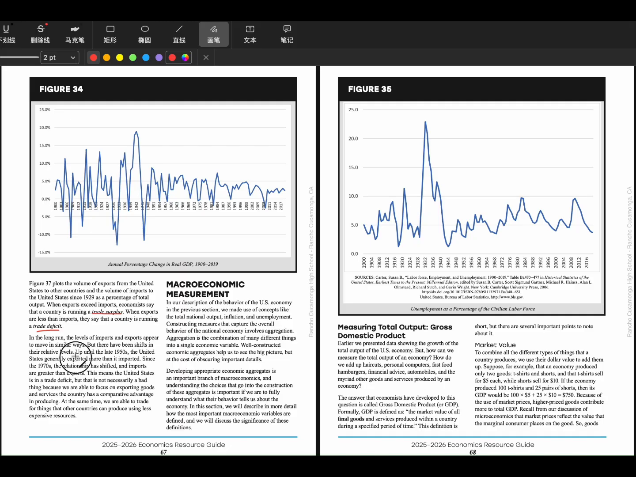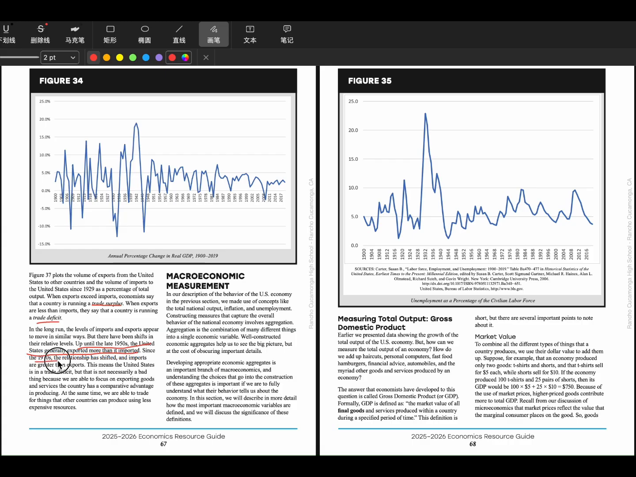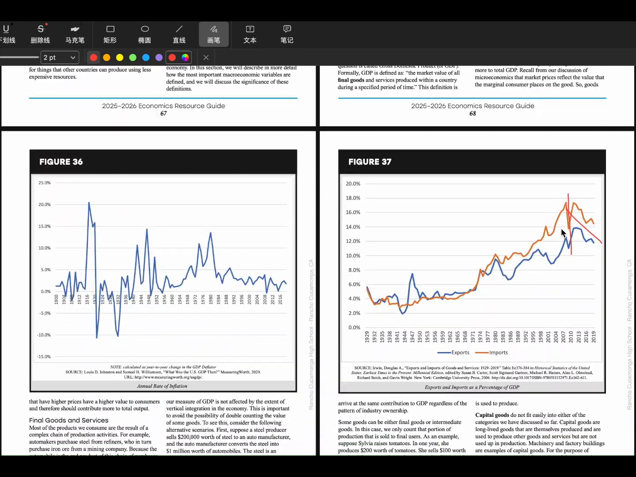And here's another thing that you have to memorize about this. Up until the late 1950s, the United States generally exported more than it imported. In other words, it was running a trade surplus. But since the 1970s, the relationship has reversed, where imports are more than exports. In this case, we are now running a trade deficit, and we can see it over here. From about 1970, around this point, imports, represented by the orange line, have been higher than this blue line, which is exports. But before, generally, this blue line is mostly higher than the orange line.